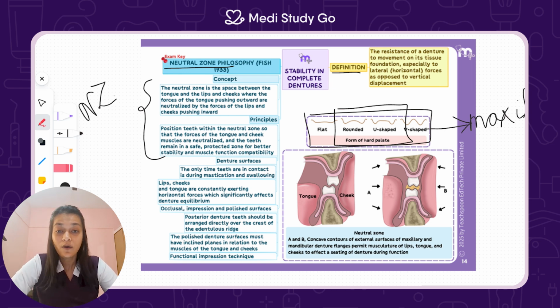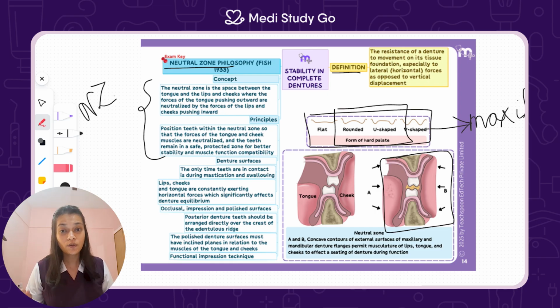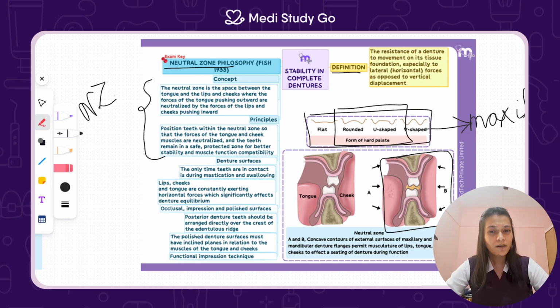Now we know that when are the teeth going to be in contact? It is only when they are in function, that is basically during mastication and swallowing, that they would come in contact. So what we would want is that at that point of time as well, the forces should be nullified, such that from neither of the directions are the forces so great that it is leading to dislodgement of denture. We also know that denture always has three surfaces: the occlusal surface, the polished surface, and the impression surface. Now we know that the occlusal surface that offers the occlusal form or gives the anatomical form should be placed in the neutral zone. What about the polished surface?